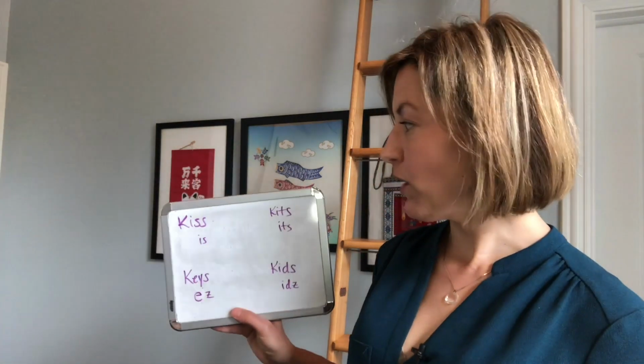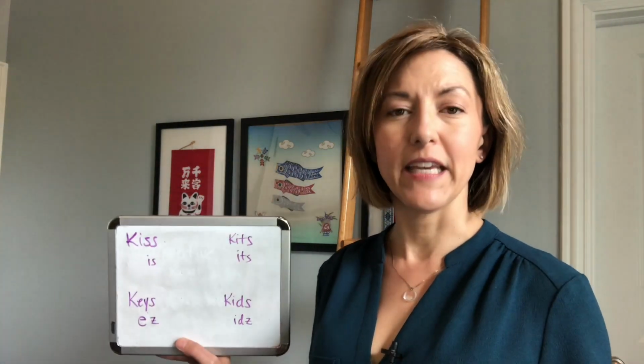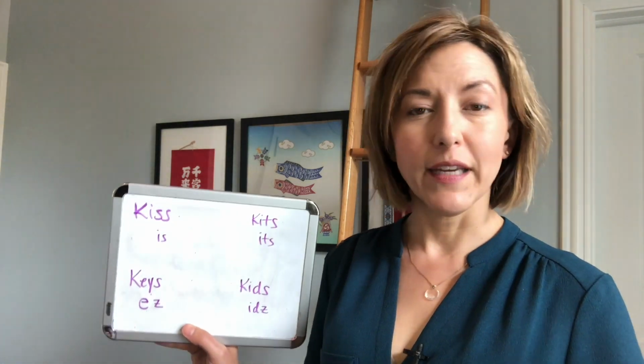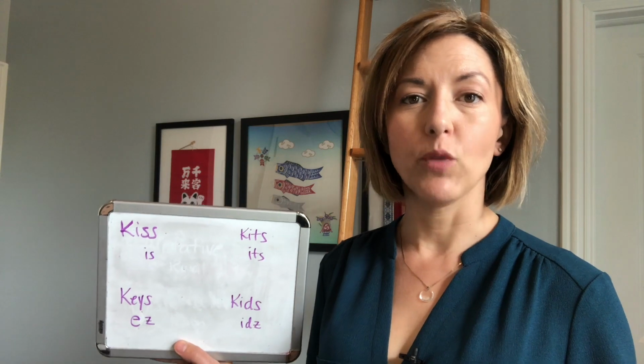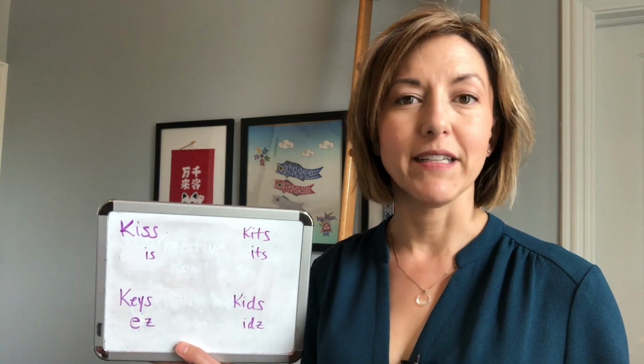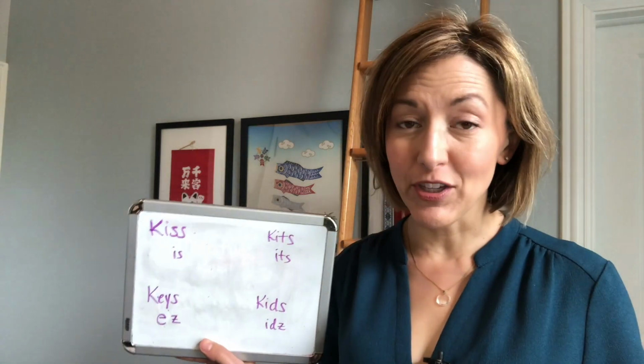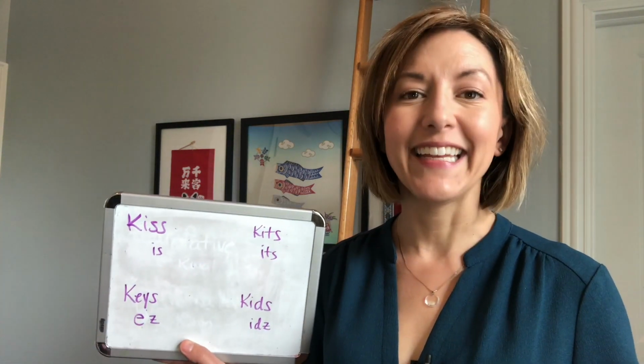Okay, so this will all make sense in a second. Let's take a look at these words. Let's start with kiss and keys because those will be the easiest to address. So for the word kiss, we're going to say that word with the short I sound. I. This vowel looks very similar to that long E in keys.